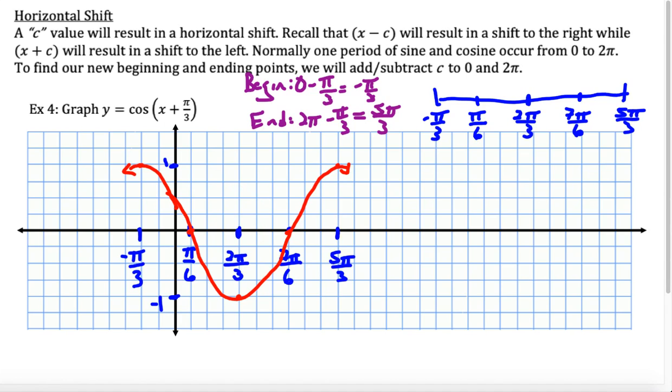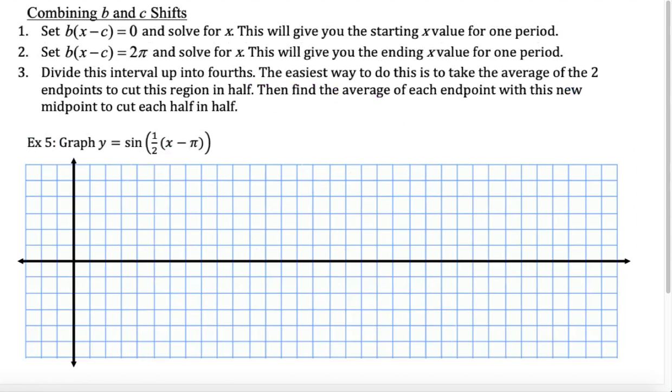Let's look at a couple of examples now where we have both a B and a C shift. Okay? So what we want to do if we have both a B and a C, we just want to take that whole thing that's on the inside and set it to 0 and 2 pi, like we just did if there was just a C value.